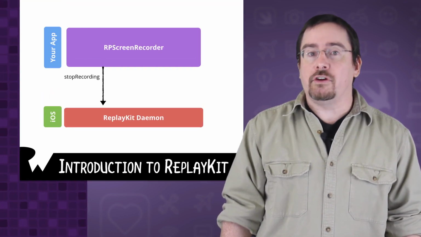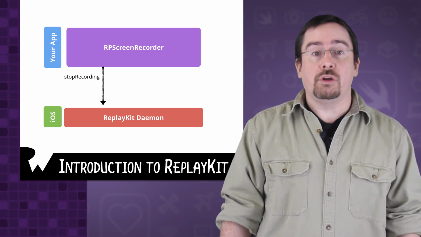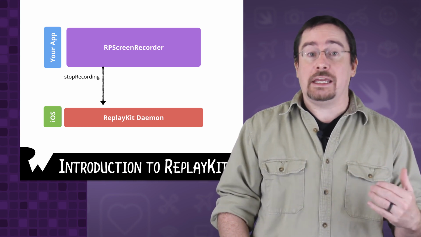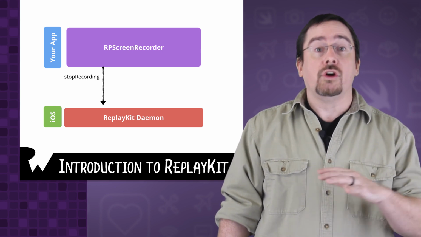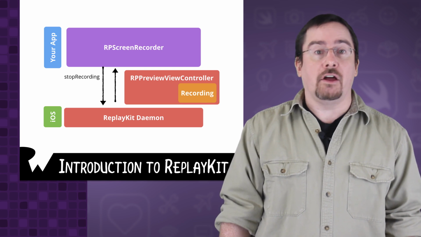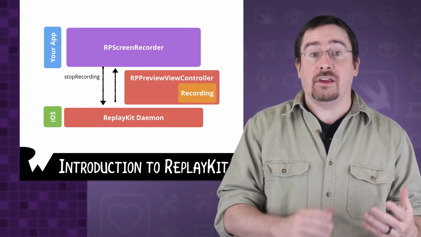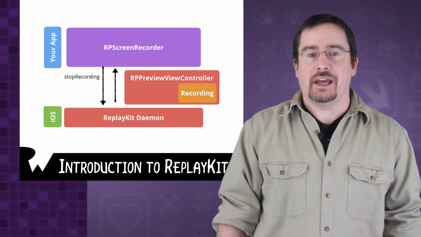Diving just below the surface, we can see when stop recording is called, the RPScreenRecorder tells the ReplayKit daemon running in the OS to return a view controller, which itself contains the recording. ReplayKit does provide other APIs that give you direct access to the image or audio samples, but we'll take a look at those some other day.